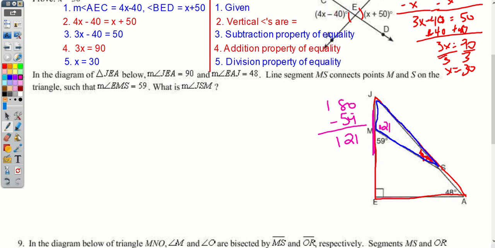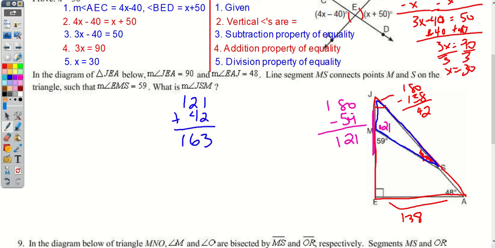All right. And then in the really big triangle, I have measures of, right, 90 and 48. So this is 138 between these two. So this angle up top here is 180 minus 138, which is equal to 42. And now I use the blue triangle to figure out that these three angles add to 180. So 121 plus 42 is equal to 163. And 163 taken away from 180 is 17 degrees. So angle JSM, that measure, is equal to 17.